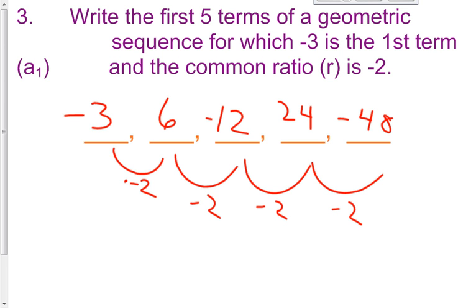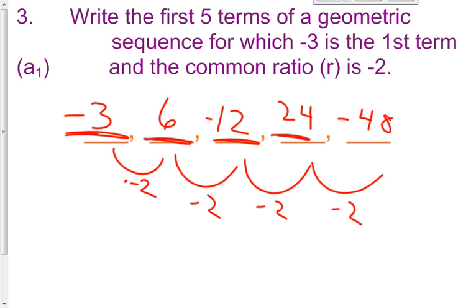You probably know this already, but just to make it very clear to everyone, whenever your common ratio is a negative number, the values of your terms are going to alternate negative, positive, negative, positive, so on and so forth.